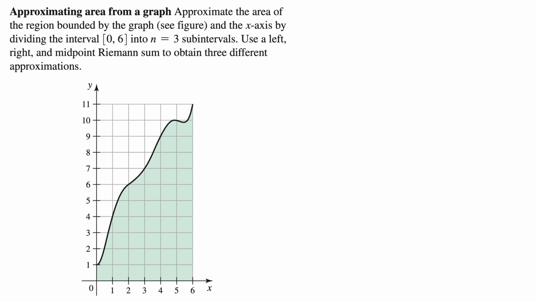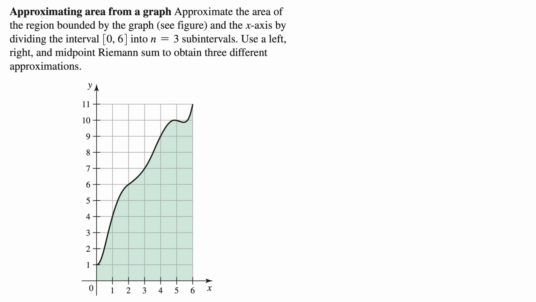Approximating the area from a graph. This example asks us to approximate the area of the region bounded by the graph and by the x-axis. So essentially we're looking at this green area in here, you can see from the figure, by dividing the interval from 0 to 6 into n equals 3 subintervals. Use a left, right, and midpoint Riemann sum to obtain 3 different approximations.